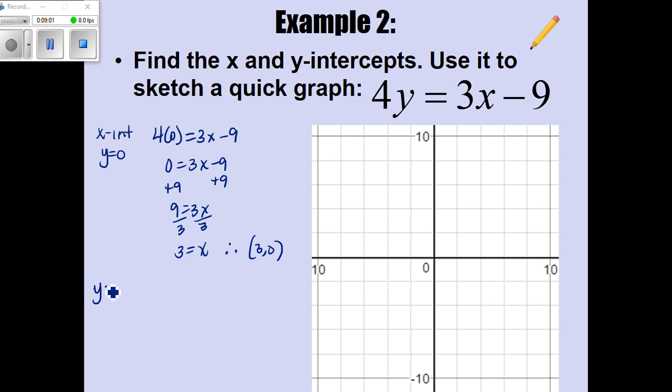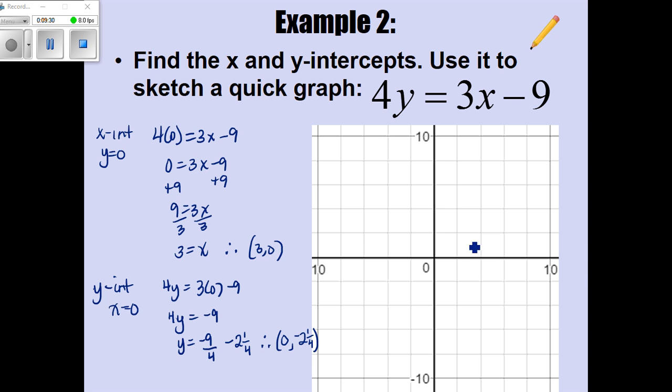Now we'll plug in and find the y-intercept where x is equal to 0. And 4y equals -9, y equals -9/4, which is about -2 1/4. So therefore, the y-intercept is 0, -2 1/4.